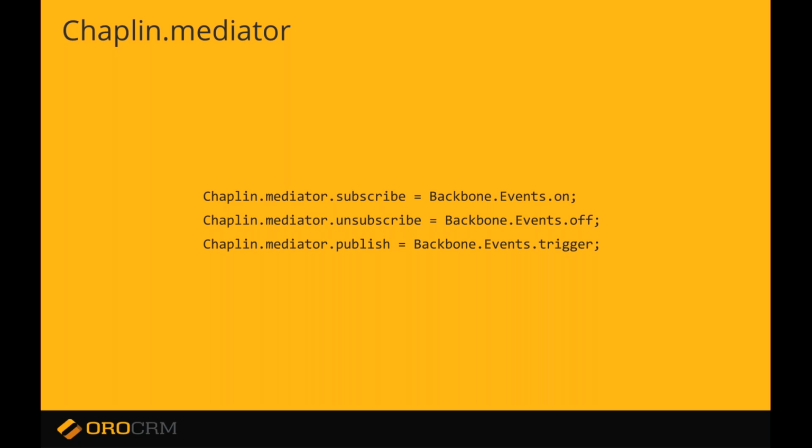Okay, Chaplin also introduced us to a main event bus as a mediator. In our application, you will know the mediator that we used. It's also based on Chaplin.Mediator, but a bit extended. So basically, Chaplin borrows the Backbone events methods on, off, and trigger, and names them a bit differently in order to comply with the subscribe publish pattern.